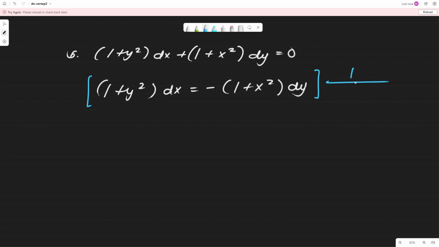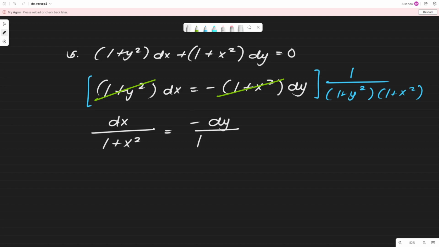So we can divide. So we have 1 plus y squared, 1 plus x squared. So makakancel out yung mga terms natin. Mapupunta sila sa kanya-kanyang denominator na tama na yung arrangement. So we have dx over 1 plus x squared is equal to negative dy over 1 plus y squared. Okay, now we can get the antiderivative. Diba? Okay, so what's the antiderivative of dx over 1 plus x squared?